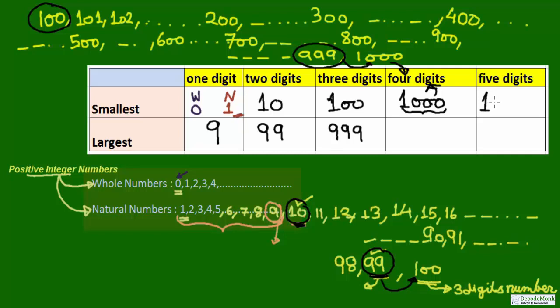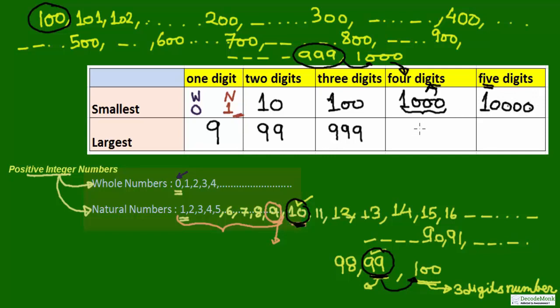By similar logic, the smallest 5-digit number, by now you should be able to answer, you should be able to fill up this gap. You take 1, and how many zeros do you require here? You have to make this a 5-digit number. So there will be 4 zeros, because 1 is one of the digits. So how many total digits are there? 1, 2, 3, 4, and 5, including 1. So there are 5 digits starting with 1, and there are 4 zeros. So this is going to be the smallest 5-digit number.